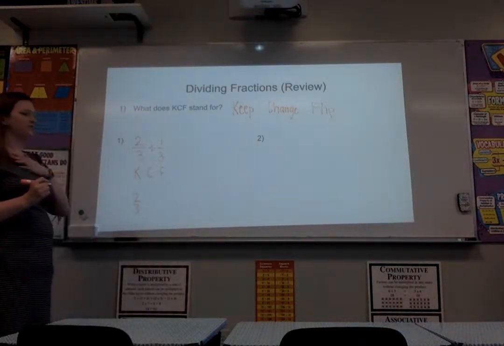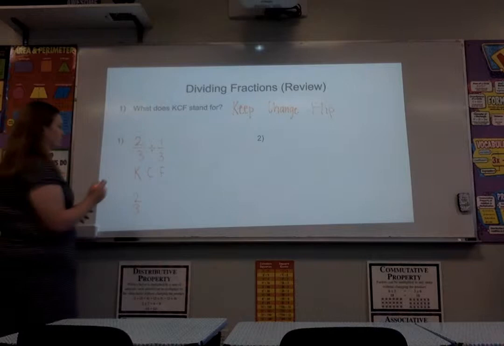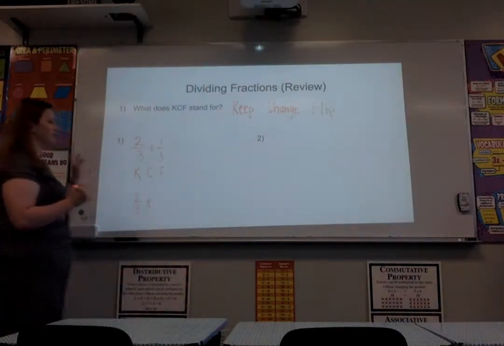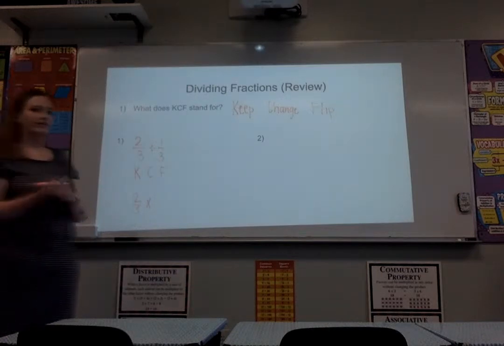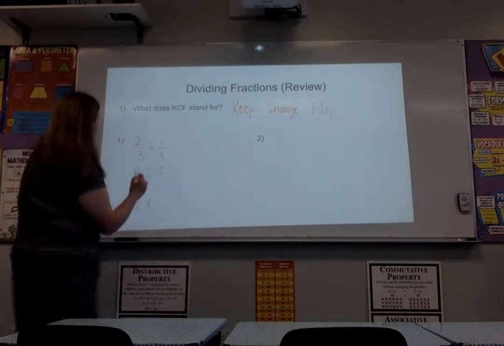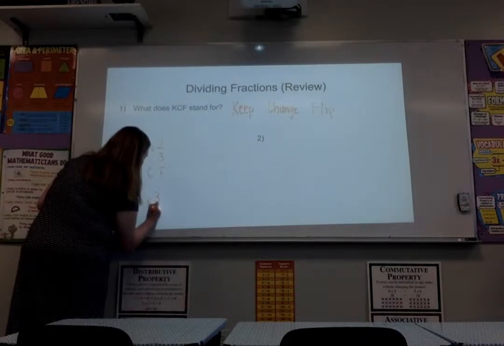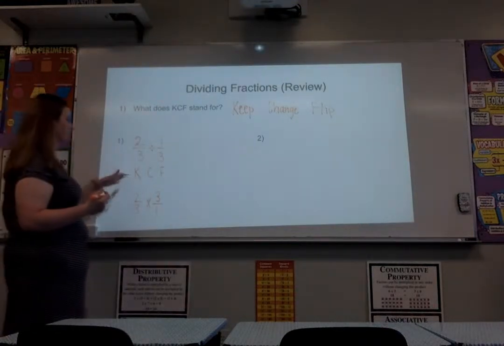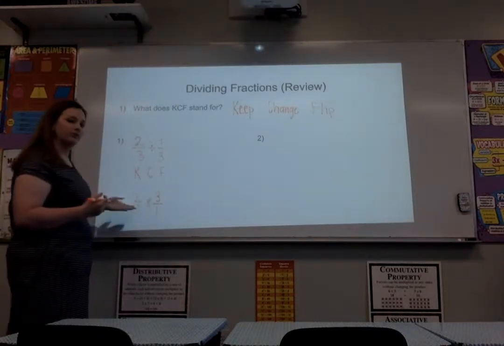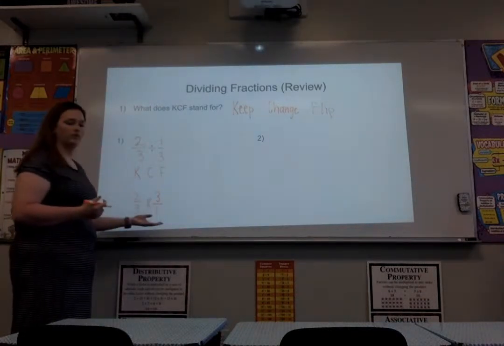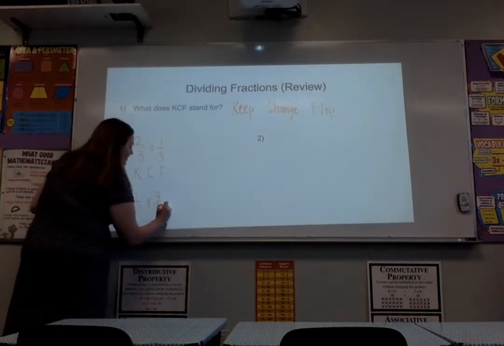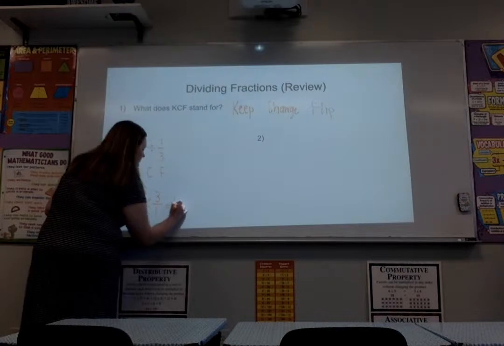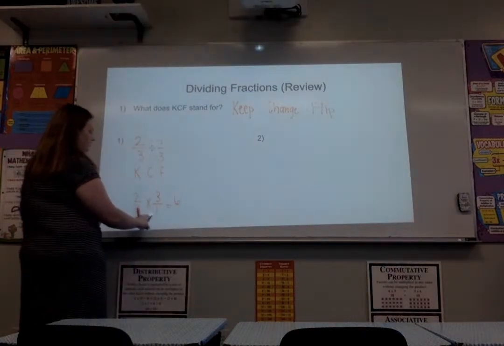Somebody tell me what we changed division to. That's correct, we changed it to multiplication. So this is going to be 2 over 3 times. Now somebody tell me what 1/3 flipped would be. Correct, 3 over 1. Okay. So now that we've done our keep, change, flip, this should look pretty familiar to you. Now we are multiplying a fraction. All right, class, what is 2 times 3? That would be 6.